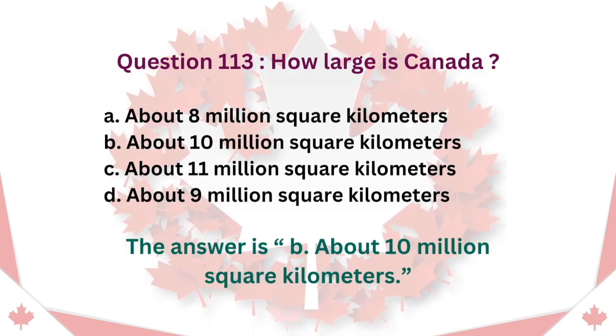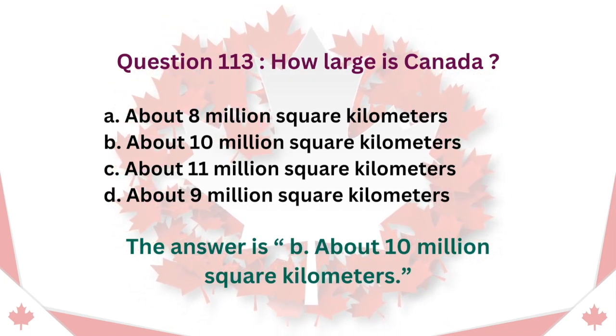Question 113. How large is Canada? A. About 8 million square kilometers. B. About 10 million square kilometers. C. About 11 million square kilometers. D. About 9 million square kilometers. The answer is B. About 10 million square kilometers.